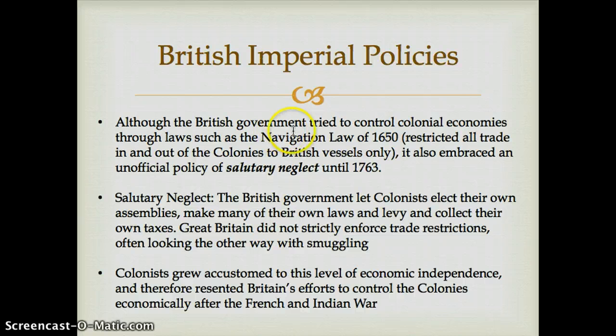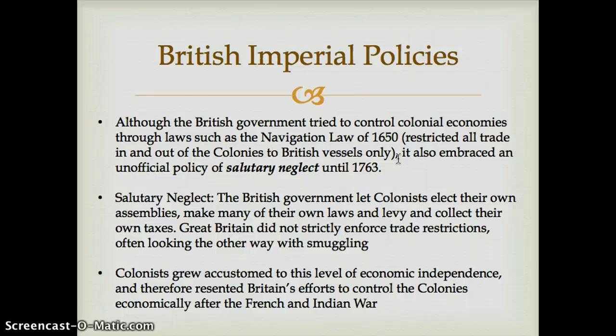The British government did try to control the colonies economically by passing laws such as the Navigation Law of 1650, which restricted all trade in and out of the colonies to British vessels only. What Great Britain was trying to do here is make sure that the colonies were trading only with Great Britain and not other European countries, so that they would benefit only Great Britain.